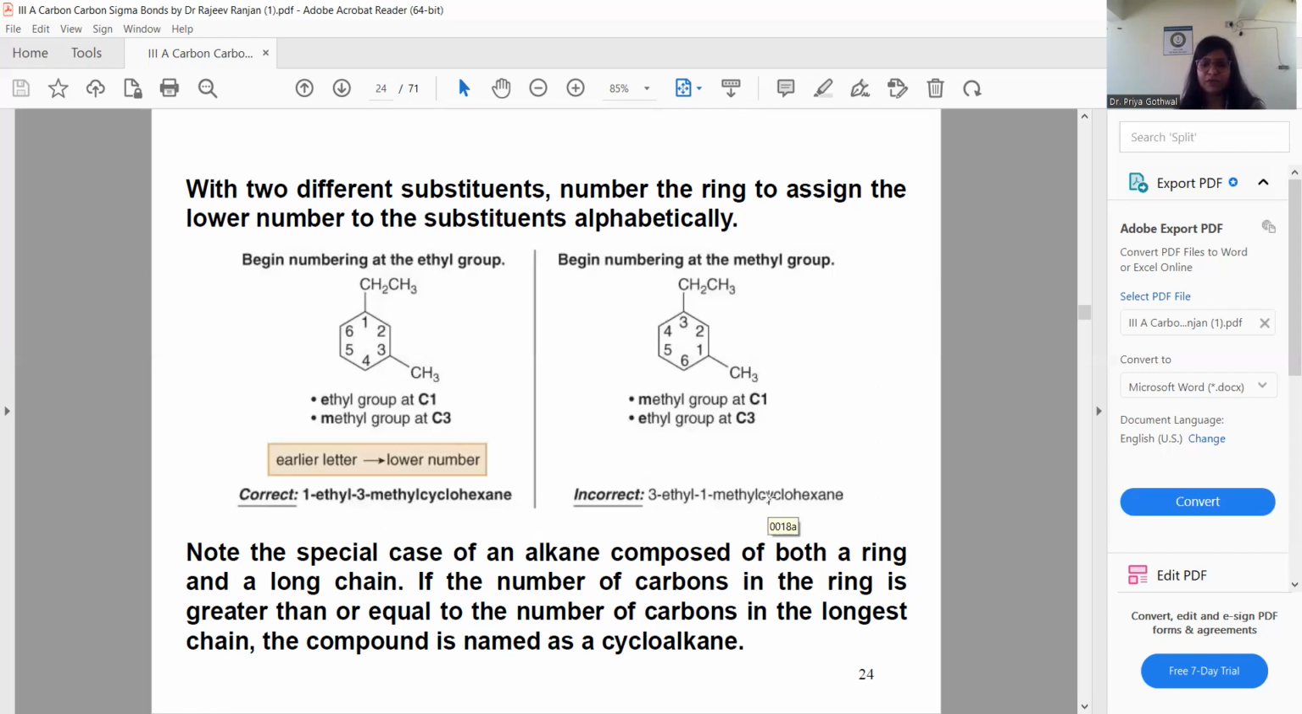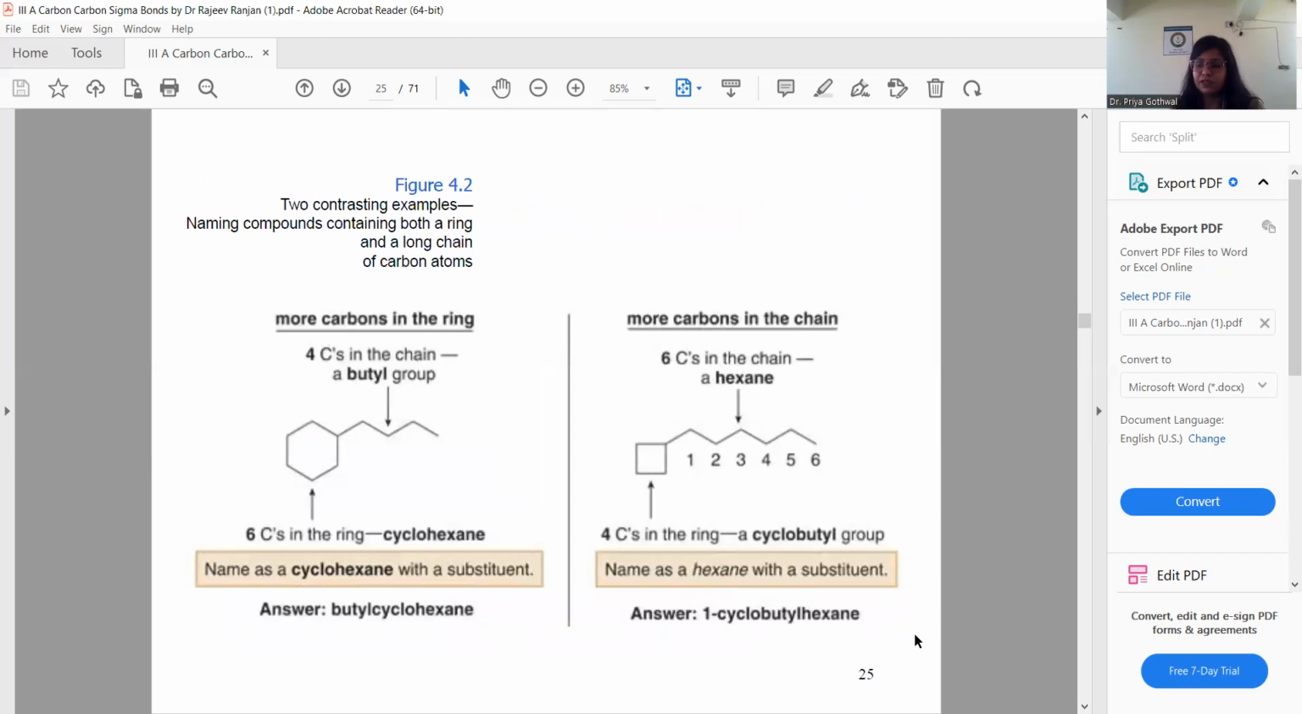Note the special case of an alkane composed of both a ring and a long chain. If the number of carbon atoms in the ring is greater than or equal to the number of carbons in the longest chain, the compound is named as a cycloalkane. So this is a system of the nomenclature of the organic compounds, and here are some examples of this category, two contrasting examples naming compounds containing both a ring and a long chain of carbon atoms.